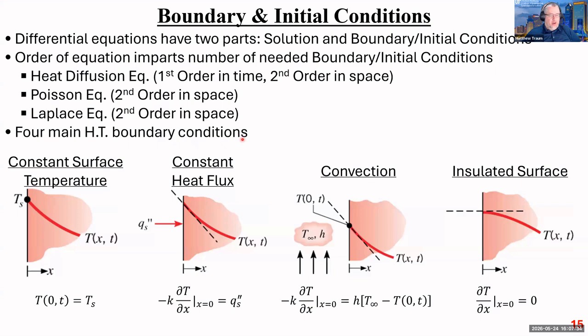So as you're setting up your equations and looking to solve them, you want to be able to identify which of these four main types of boundary conditions are the ones that are represented in your problem. So the first one is constant surface temperature, right? You have some temperature at some location that's set in space. For example, the temperature at location x equals 0 and all time is some set value, Ts. So that could be your first boundary condition.